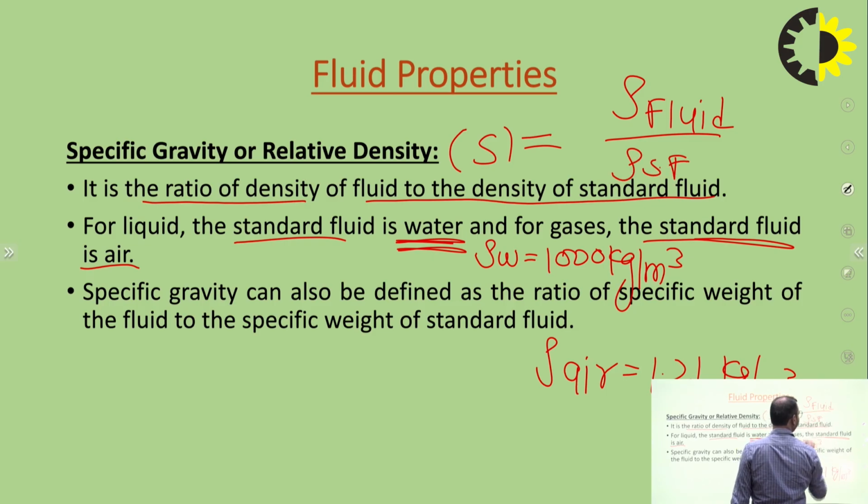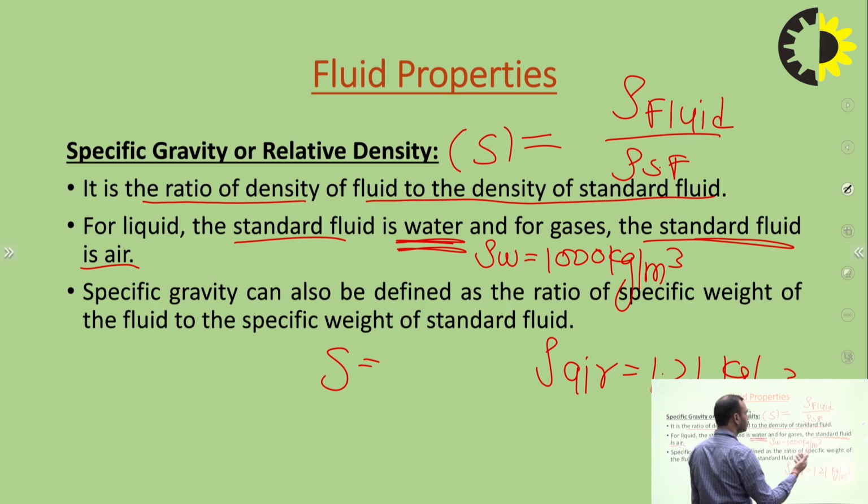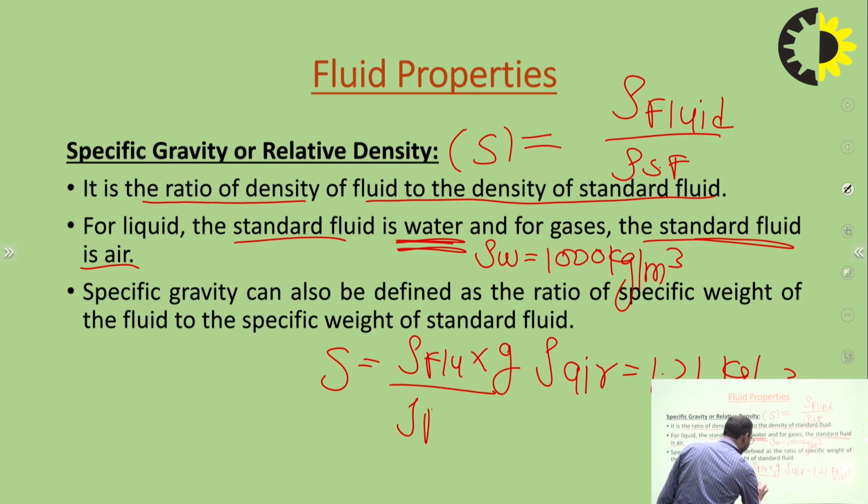So for liquid, we can take water as a standard fluid, whereas for gases, we will take air as a standard fluid. And specific gravity can also be written as density of fluid multiplied by g divided by density of standard fluid multiplied by g.